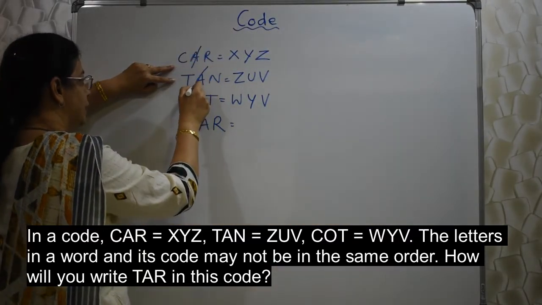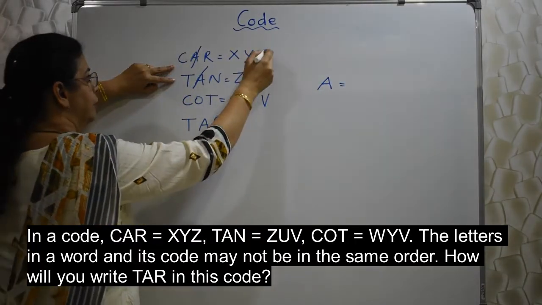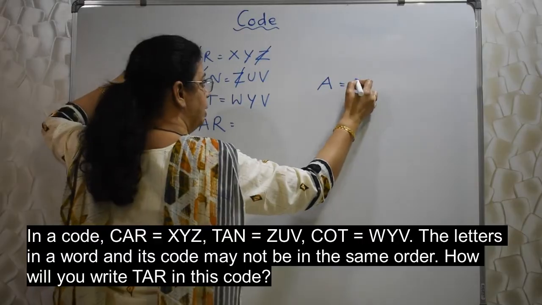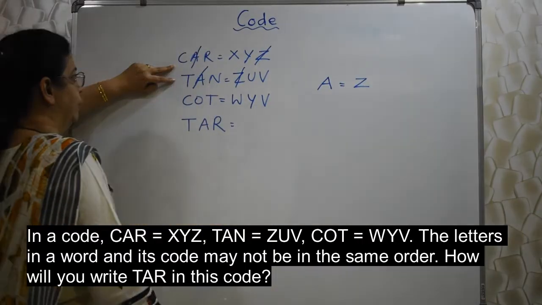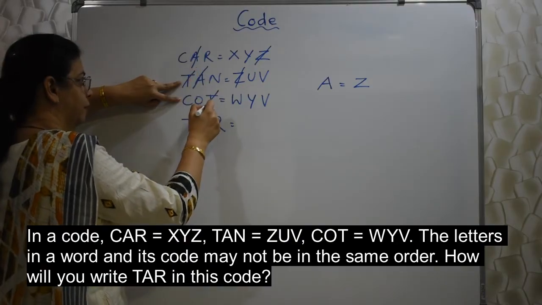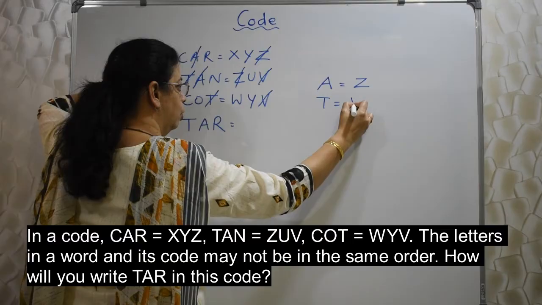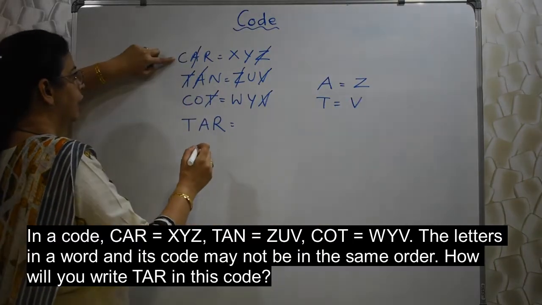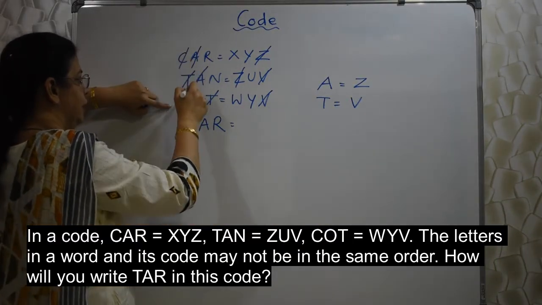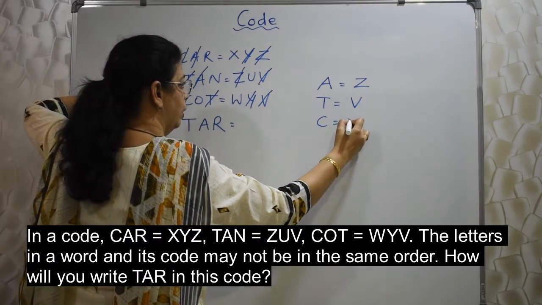A. So cancel A. Write here A. Then what is common here? Z. So A must be equal to Z in the code language. Now see common in this. T. V. So T must be equal to V. Then again first and last. C. Y. So C must be equal to Y.